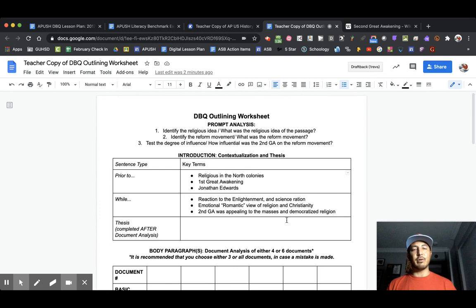So hopefully we understand how to mark a prompt right here, how to break down a prompt so that we know what it's saying, and lastly, how to contextualize or start brainstorming some ideas that will later become the beginning of our introduction to get the contextualization point for the DBQ.